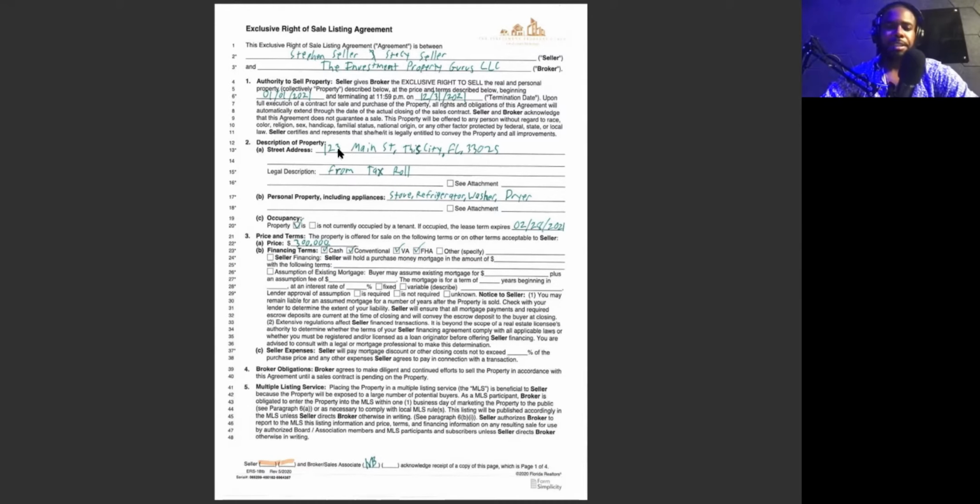The street address right here, that's plain and simple. Make sure you have the full street with the city, state, and zip code. Legal description, you just copy and paste it from tax roll. Personal property, including appliances. This is everything that's in the property that's going to actually convey to the new buyer.